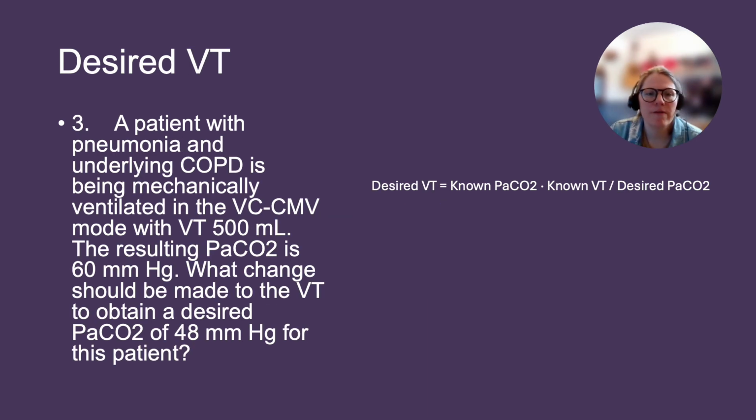All right, we're going to solve for tidal volume. We have a patient with pneumonia and COPD that's being mechanically ventilated in volume control CMV, tidal volume 500, current CO2 of 60, and we want them to have a CO2 of 48. It looks like we are allowing for a little bit elevated CO2. So we know that the normal range of PaCO2 is 35 to 45, and we're allowing for a little bit of that to be elevated.